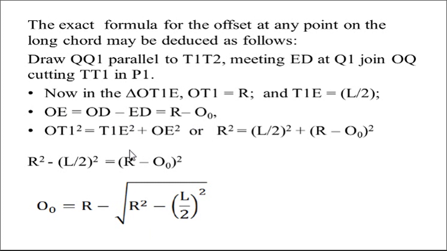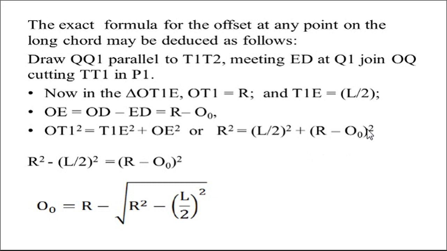Hence, by using Pythagoras theorem, we can write OT1 square is equal to T1E square plus OE square. OT1 square is nothing but R square, T1E is nothing but L by 2, and OE we have calculated as R minus O0. So substituting the value, we will get R square is equal to (L by 2) whole square plus (R minus O0) whole square.